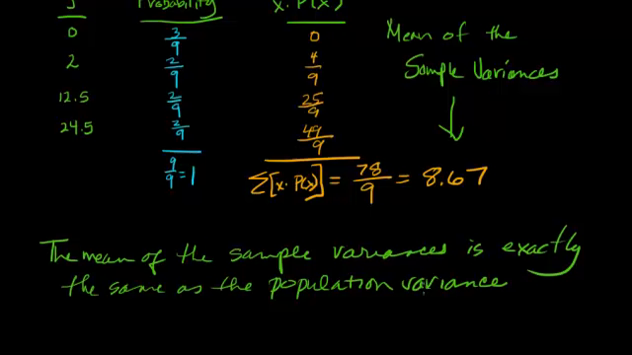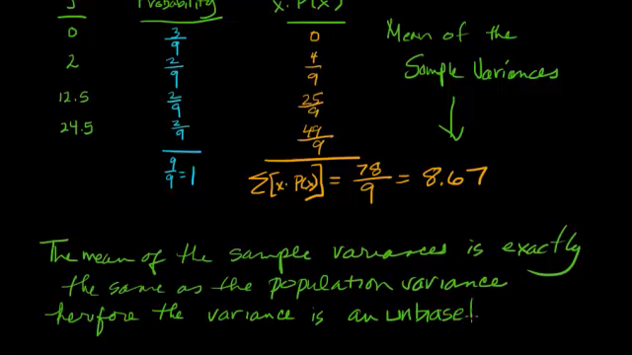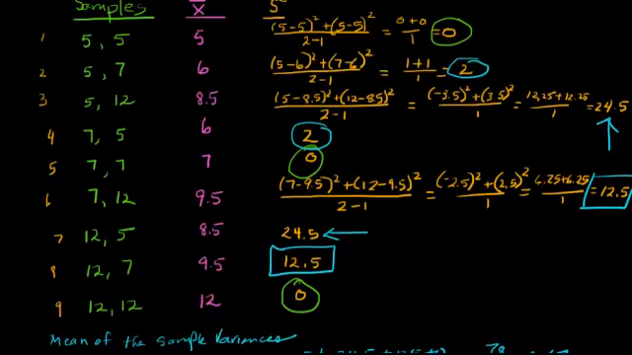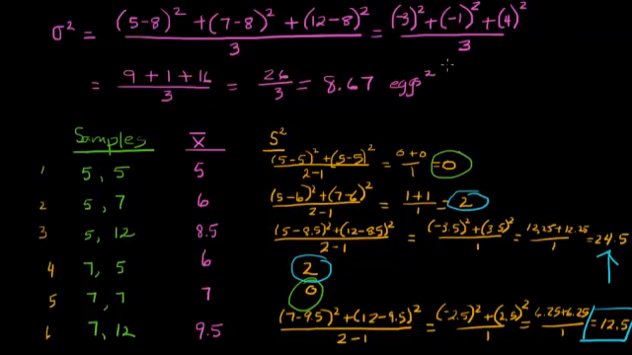Therefore, the sample variance is an unbiased estimator. So using the sample variance to estimate the population variance is a very good thing, because it's an unbiased estimator. It's going to give you good results. But remember, we have a problem with the units. It's often difficult to deal with the variance because the units are squared.